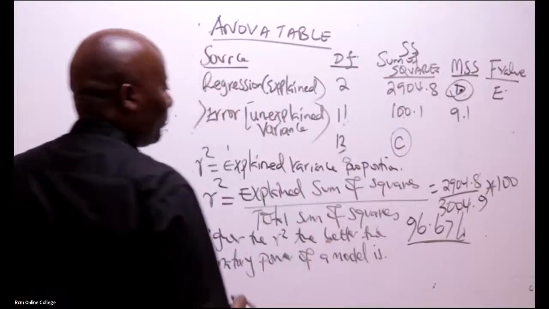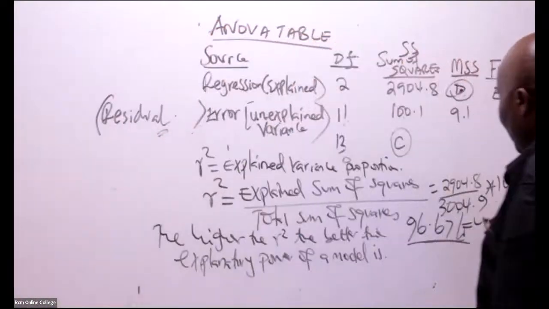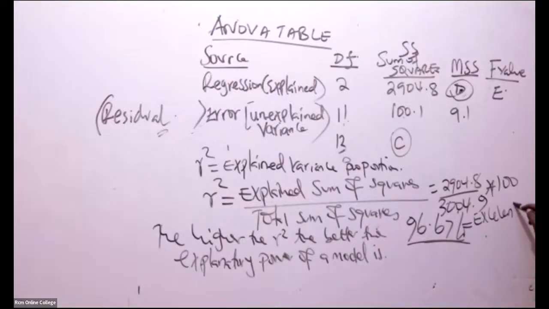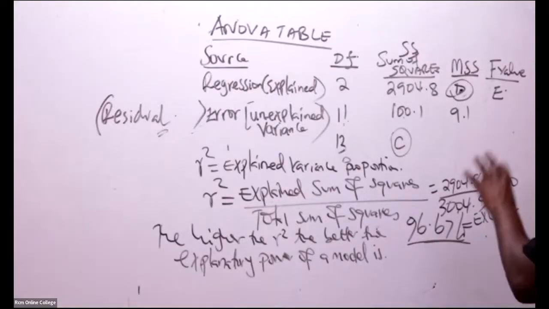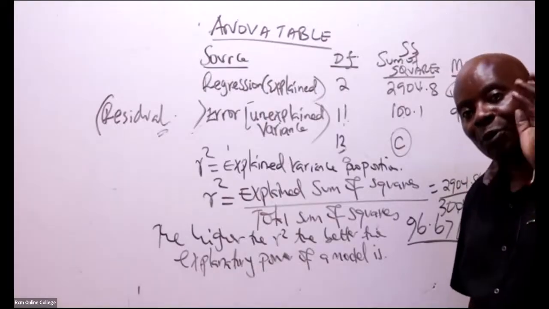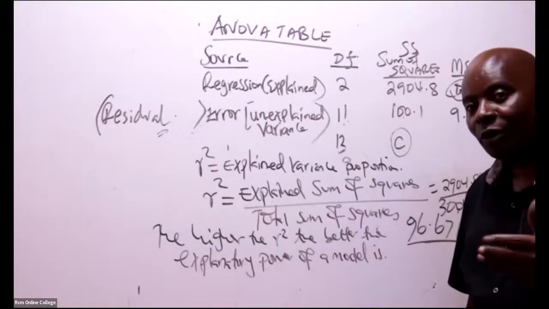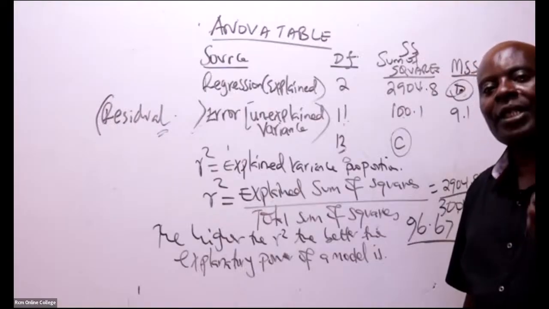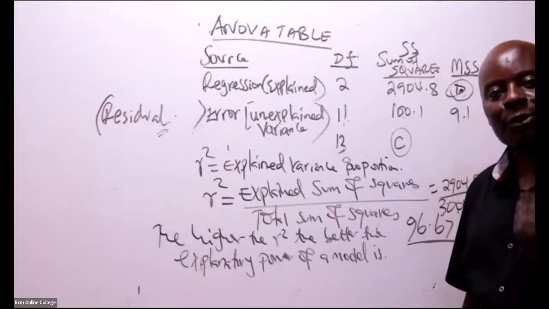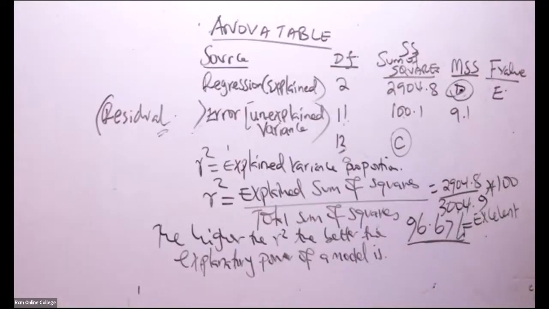Like now, this is very high. This is excellent. Because in terms of variations, our model is able to explain up to 97%. We can only not account for 3%. This is really good. This is exceptional. So the higher the R squared, the better the explanatory power of a model is.